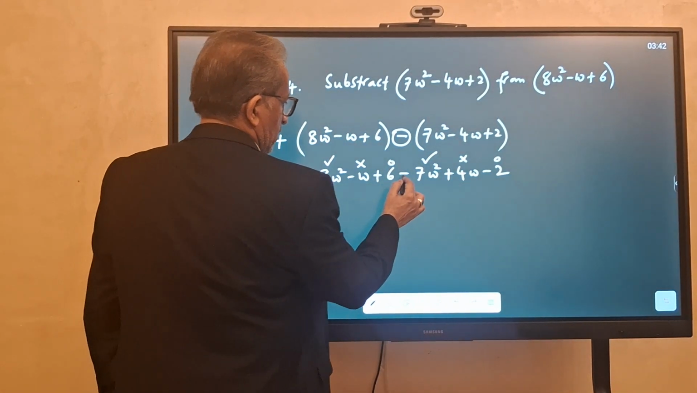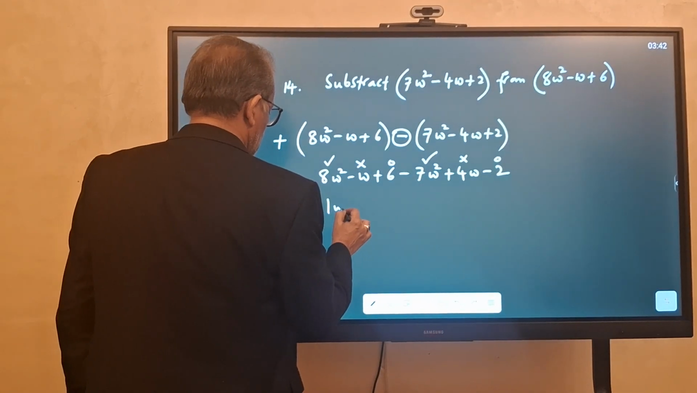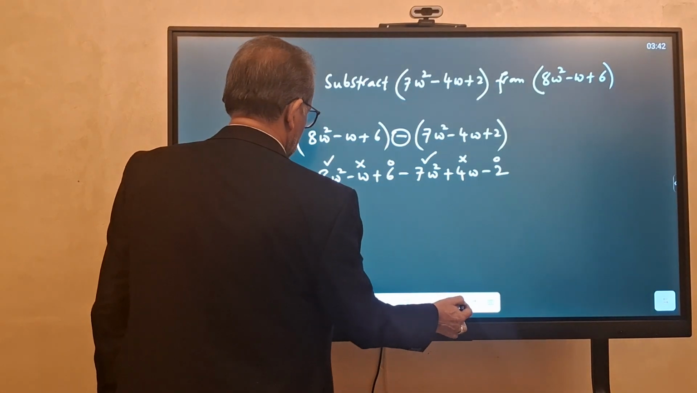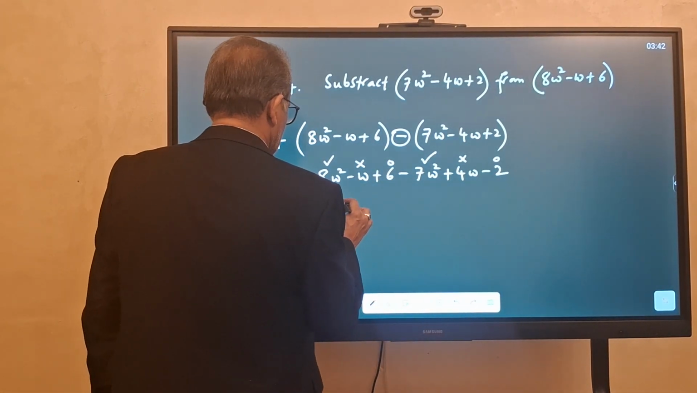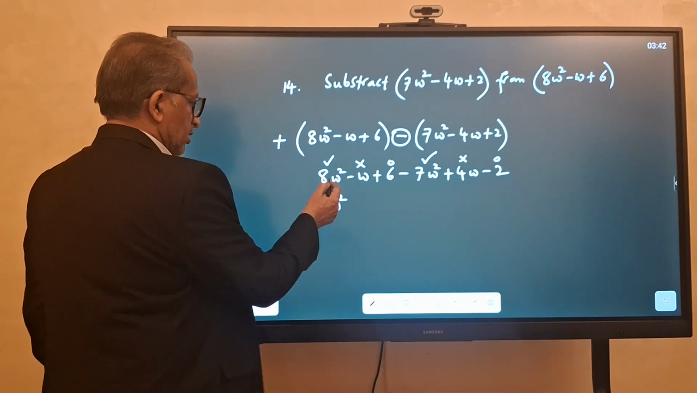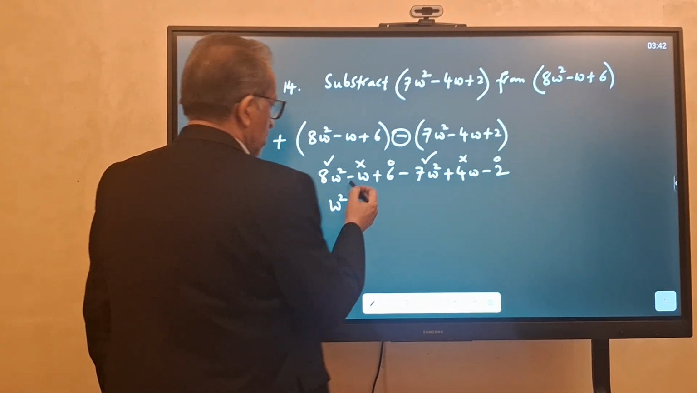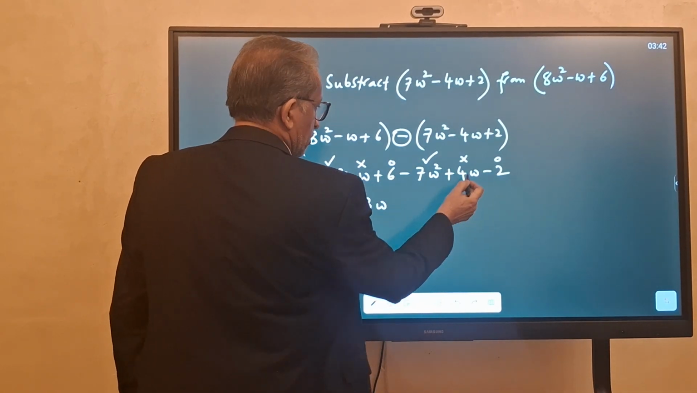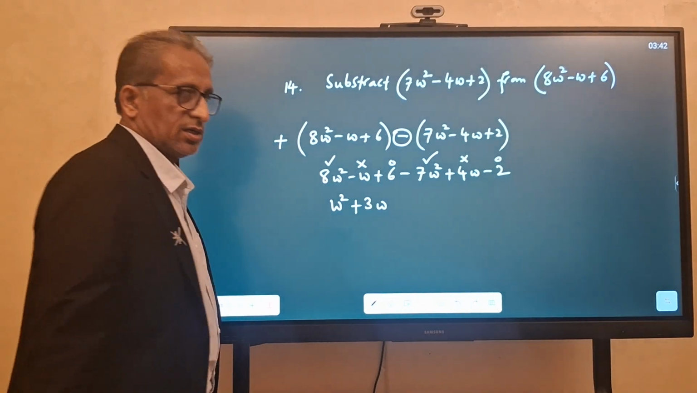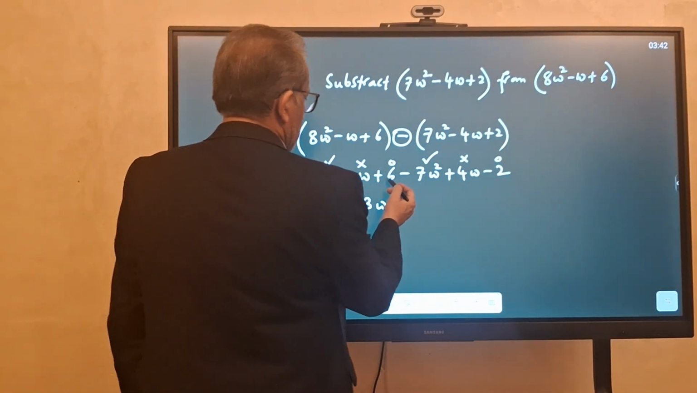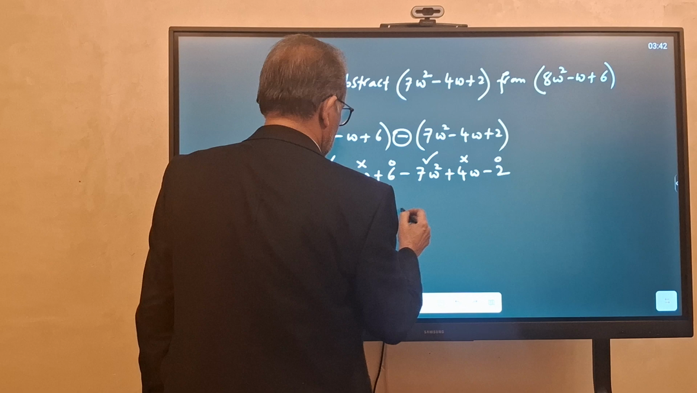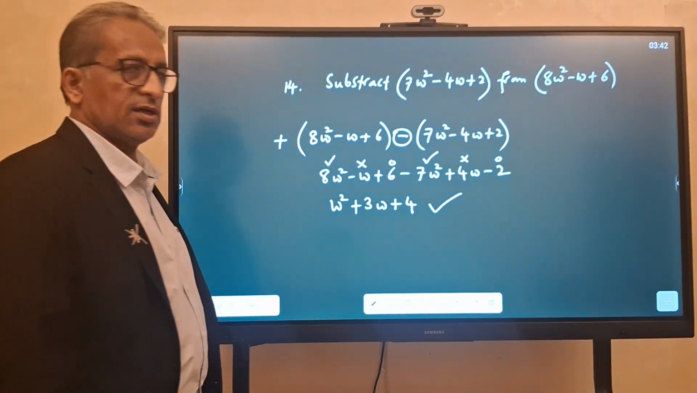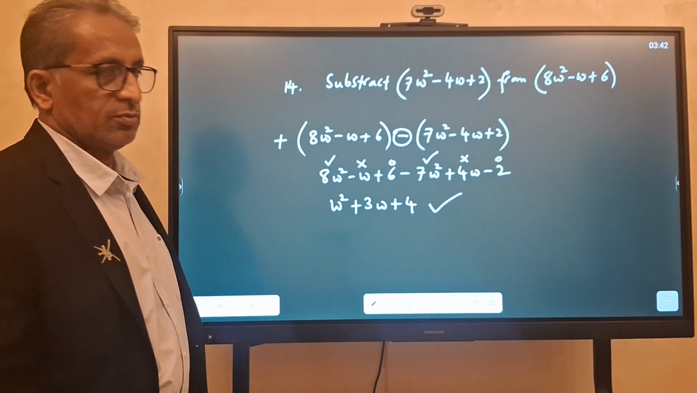So 8w square minus 7w square, 1w square, I can just write w square. The sign of 8 is positive. Minus w plus 4w, 4 minus 1, 3w. Bigger number sign, plus 3w. Plus 6 minus 2, 4. Bigger number sign, plus. The answer is w square plus 3w plus 4.